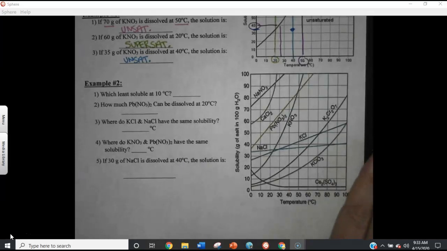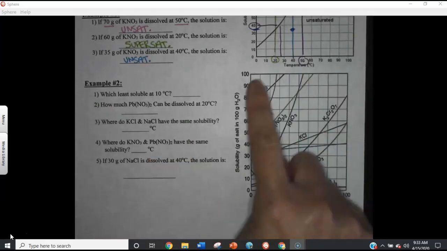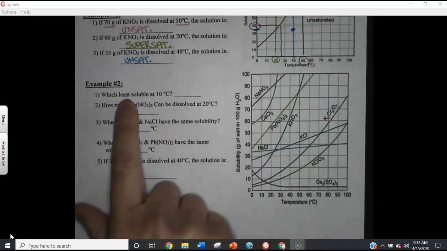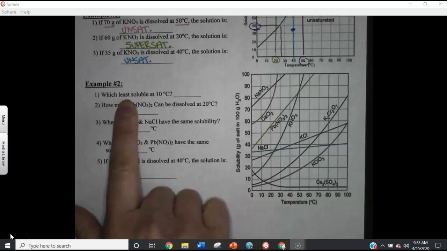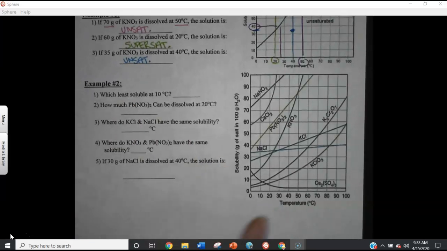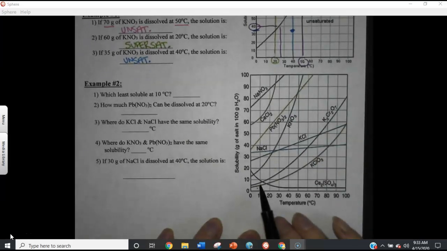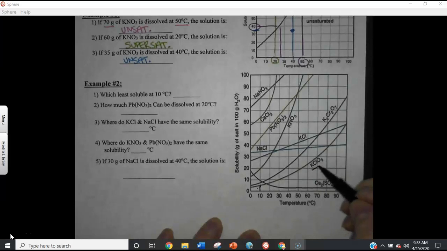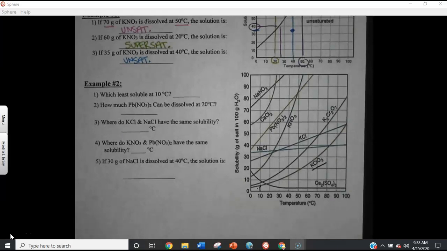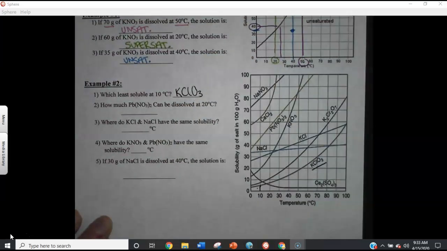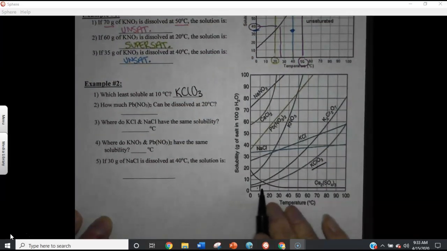Okay, so it asks you, for this solubility curve with all of these different salts, which one is the least soluble at 10 degrees Celsius? So least soluble means dissolving the worst. Okay, which one's the lowest on my solubility? So at 10 degrees right here, the first one I get to is this line. And I'm going to follow that until I see KClO3. So that one is the least soluble at that temperature. KClO3. Okay, because it only dissolves about 6 grams.